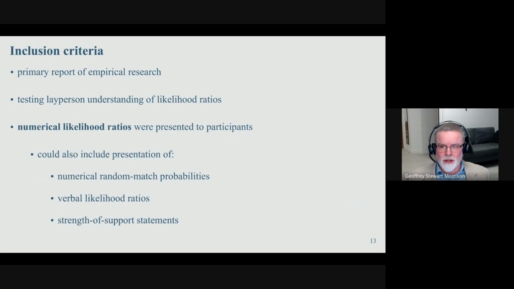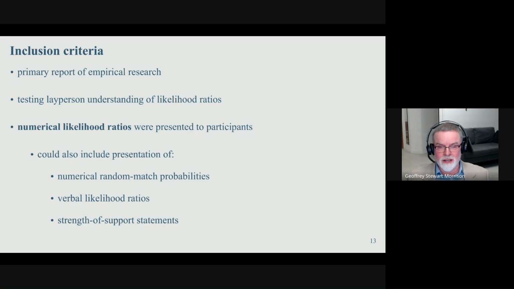Okay, so the criteria for inclusion in the review. It had to be a primary report of empirical research, so not another review study. And it had to test layperson understanding of likelihood ratios. By layperson, I mean not statisticians, not forensic statisticians. And it had to include a numerical likelihood ratio, so they had to be presented to participants. It could also include some of these other formats, but a necessary requirement for inclusion was that it had to present a numerical likelihood ratio.